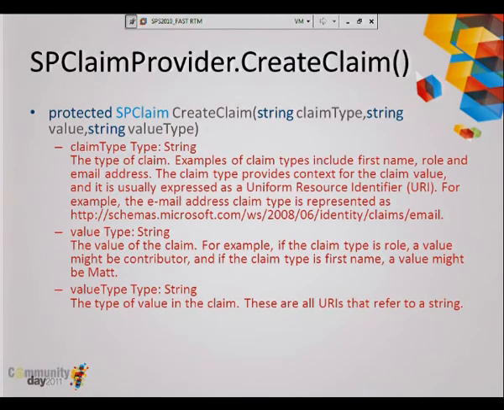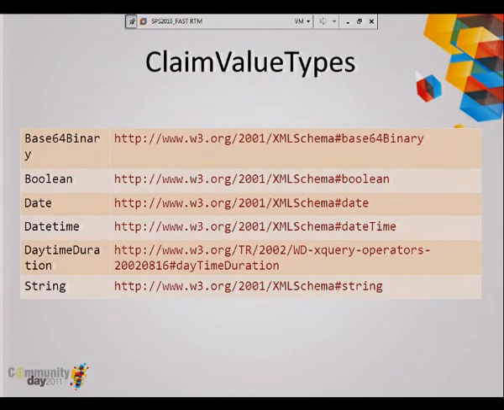Just for reference, first the claim type, and that's the URL thingy that you pass in. Then the value, and here I'm just using a string, and the value type. Claim value types you can use: this is the type information that you can pass in an attribute or in a claim. It can be a string, a date, boolean, or a base 64 encoded string.